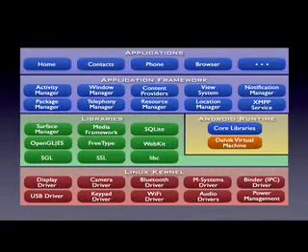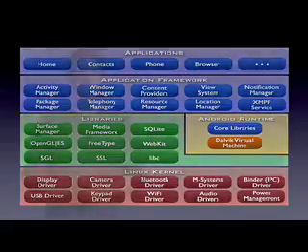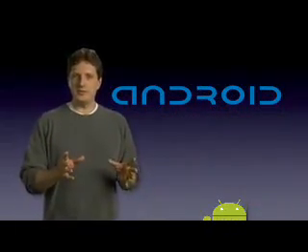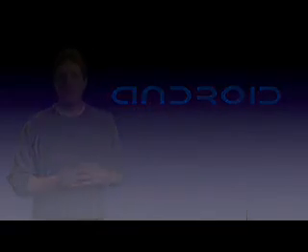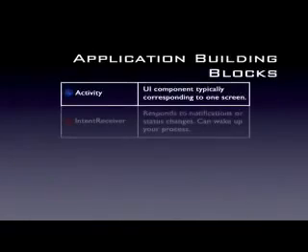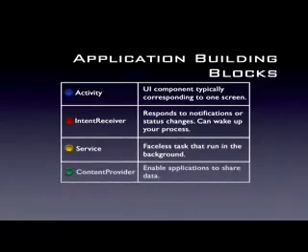This is where all the applications get written. It includes the home application, the contacts application, the browser, your applications. And everything at this layer is, again, using the same application framework provided by the layers below. Now, if you're going to write an application, the first step is to decompose it into the components that are supported by the Android platform. Here are the 4 major ones. We have activity, intent receiver, service, and content provider.